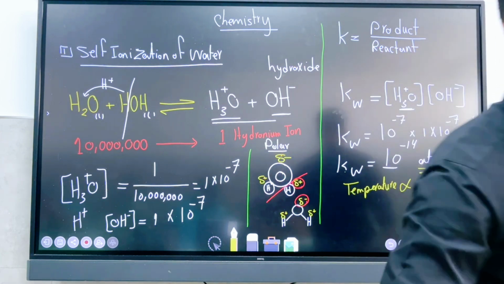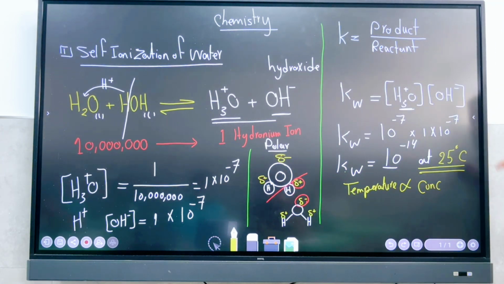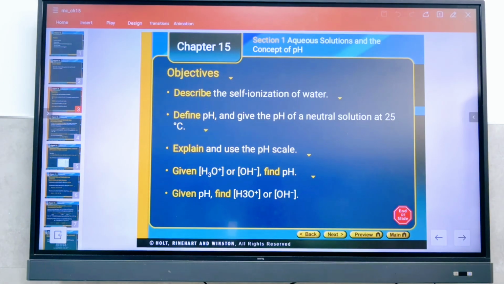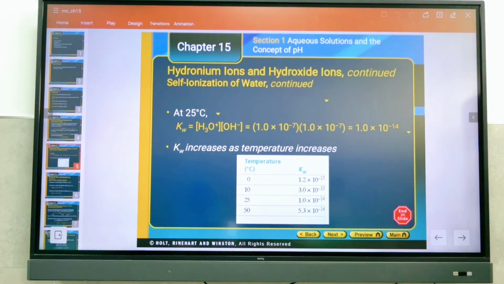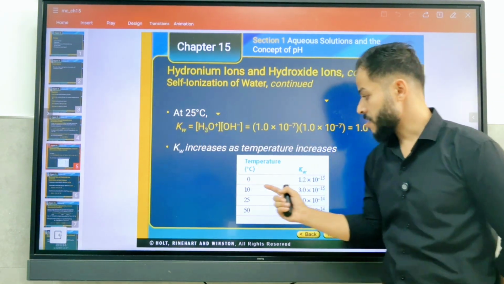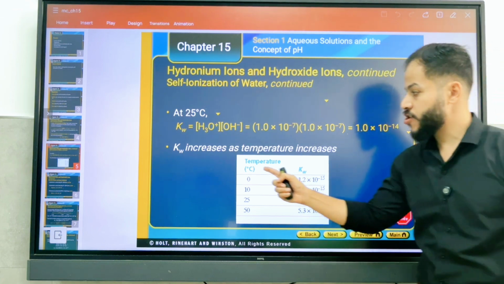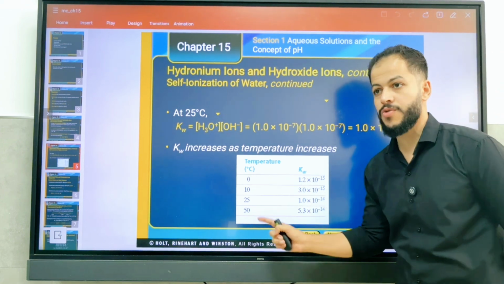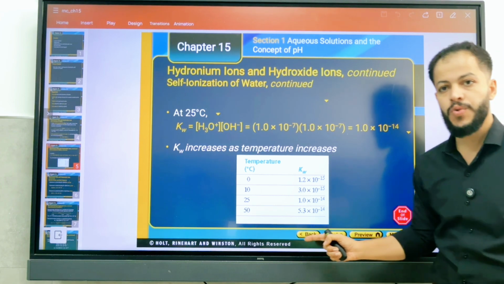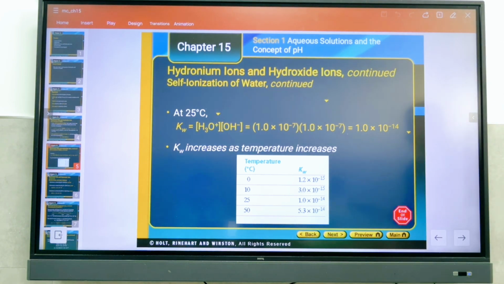So let's see that here. Did you write this down, guys? We will come back to it. Do you see, guys? It is calculated at 25 degrees Celsius, because if we change the temperature, increasing the temperature will increase the value of Kw. So we need to consider that in calculations.